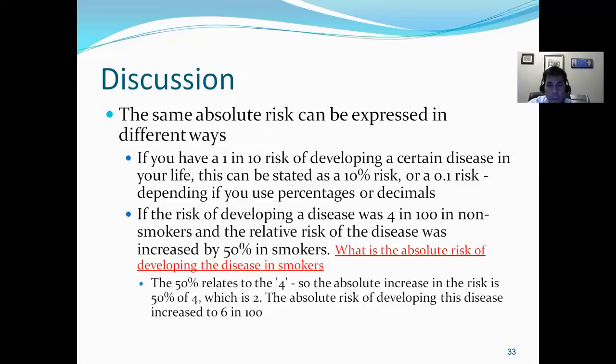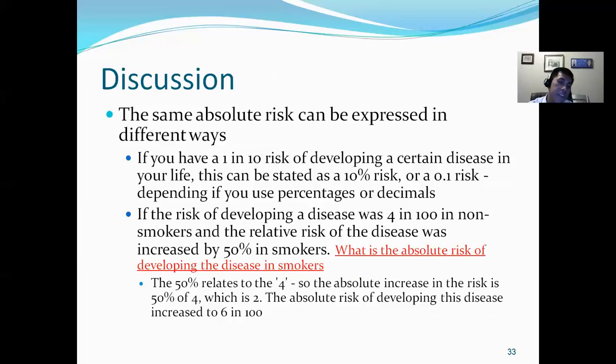The same absolute risk can be expressed in different ways. Daghan ni siya pwede nimo gamiton. Ang terminology, usab-usab lang gamay. So if you have 1 in 10 risk of developing a certain disease in your life, this can be stated as a 10% risk or as 0.1 risk, depending on the use of percentages or decimals.